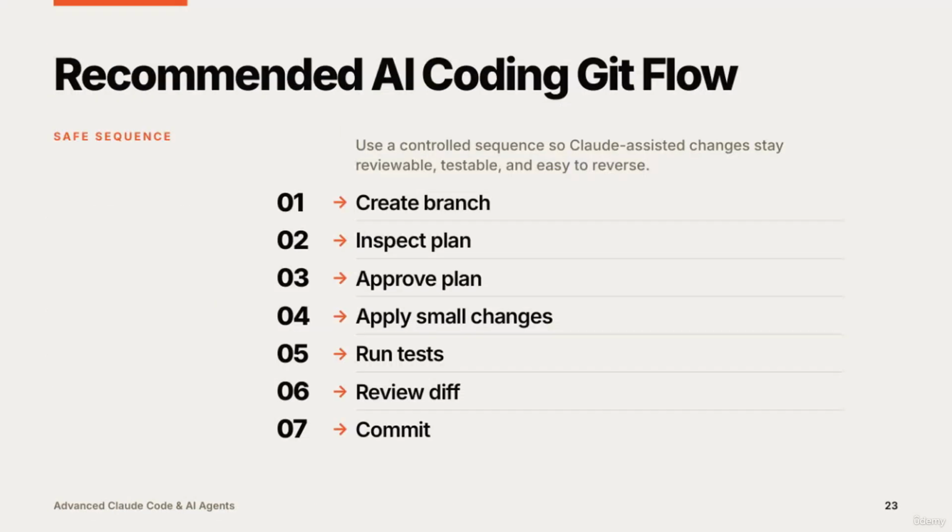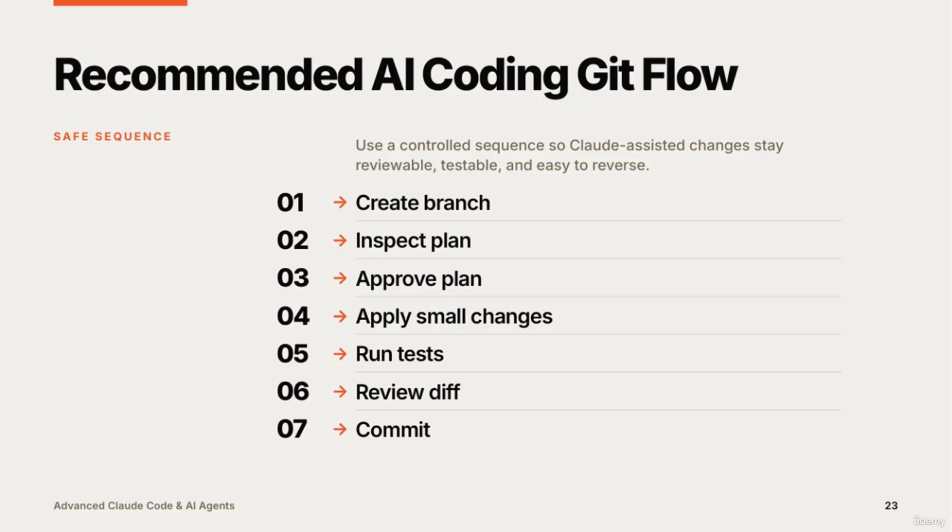Here, we're looking at a recommended AI coding Git workflow designed to keep Claude-assisted changes manageable and reliable. The key idea is to follow a controlled sequence. This ensures every change is reviewable, testable, and easy to reverse if needed. We start by creating a branch dedicated to the new changes, which isolates our work from the main code base. Next, we inspect the plan proposed by Claude, making sure everything aligns with our goals. Once satisfied, we approve the plan, signaling readiness to move forward.